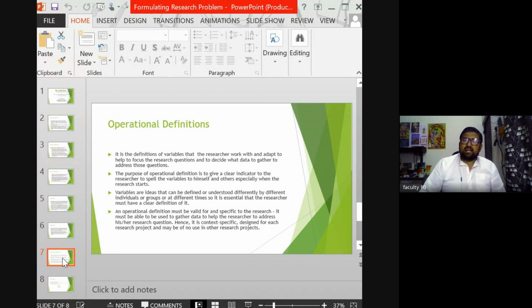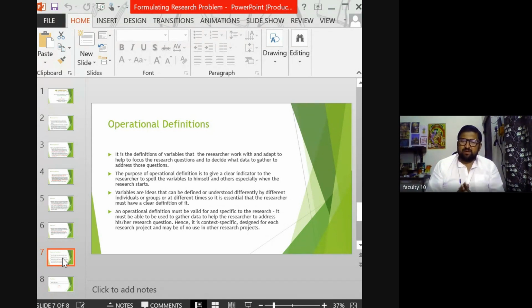right? To gather data from the field, the researcher must operationalize his or her variables in his or her hypothesis, right? So it must be able to be used to gather data to help the researcher address his or her research questions. Hence, it is context specific. It means that the operational definition is very much relevant for your research, not that it has a universal application. It is designed for each research project and it may be of no use in other research projects.